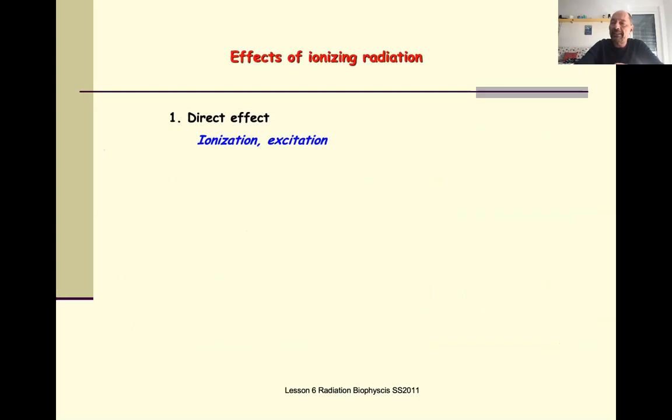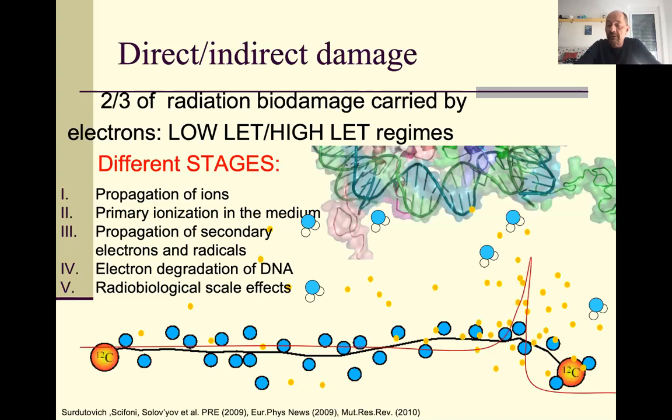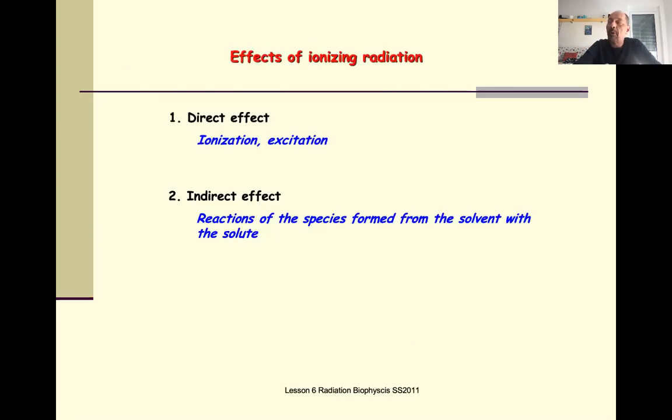As I say, the direct effect of radiation is ionization and excitation, but a large part of radiation effects come from indirect effect, where indirect effect is the reaction of species formed from the solvent with the solute. So you make a chemical reaction in the solvent, which is typically water, and this chemical reaction generates molecules that then interact with the biological molecule and create a damage. This is called the indirect effect.